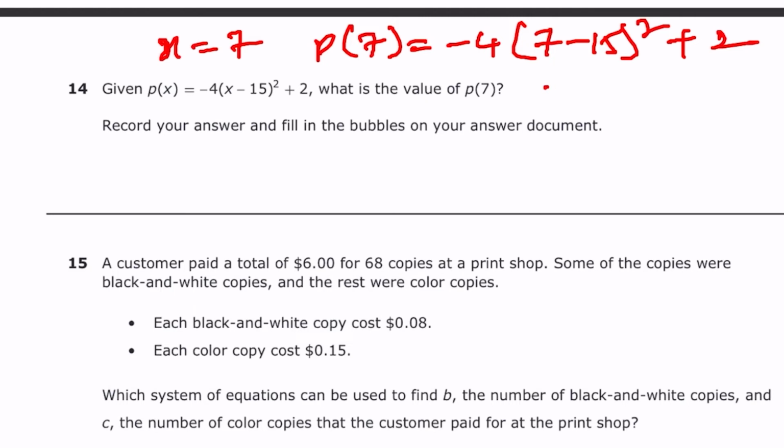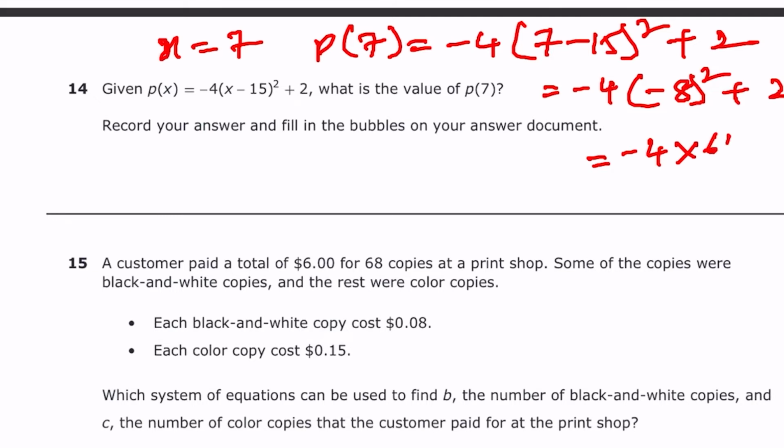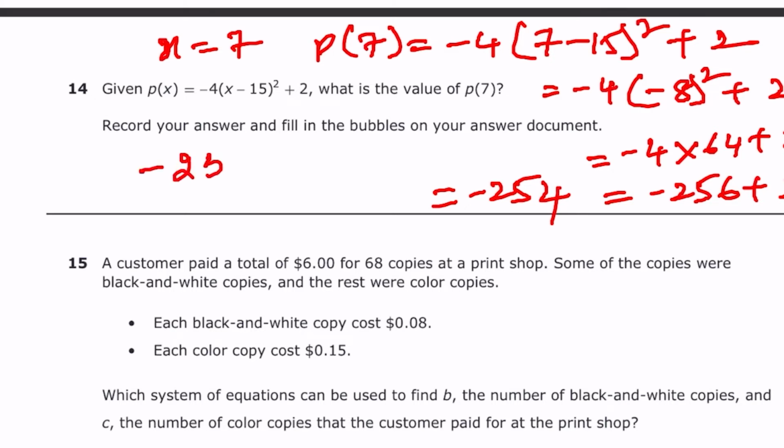Which is equal to minus 4 into 7 minus 15, which is minus 8, whole square plus 2. Which is equal to minus 4 into 64 plus 2, which is equal to minus 256 plus 2. So which is equal to minus 254. So you're getting the answer over here as minus 254.